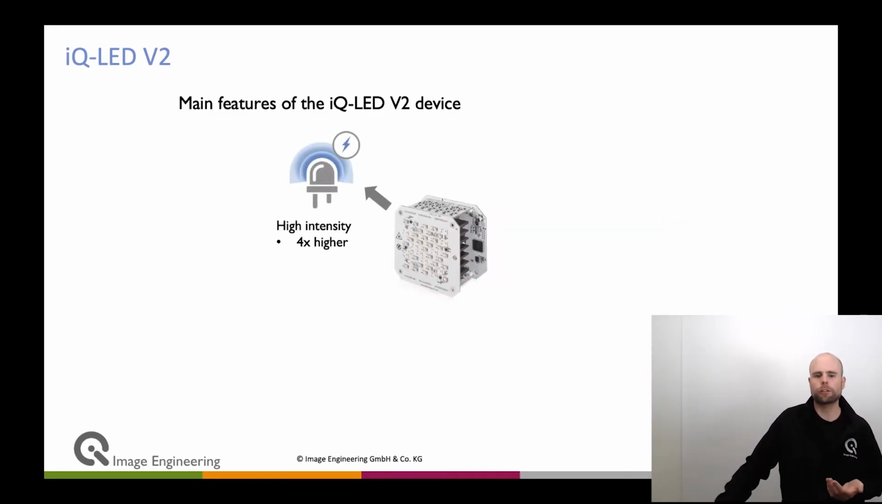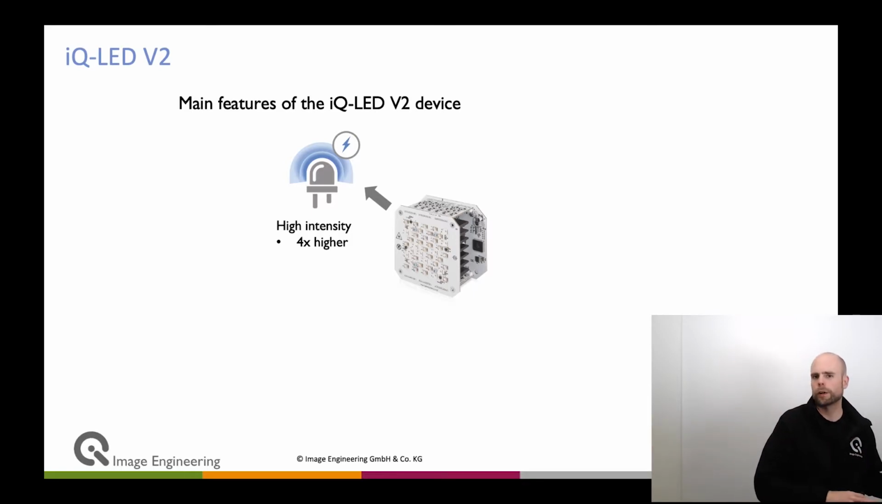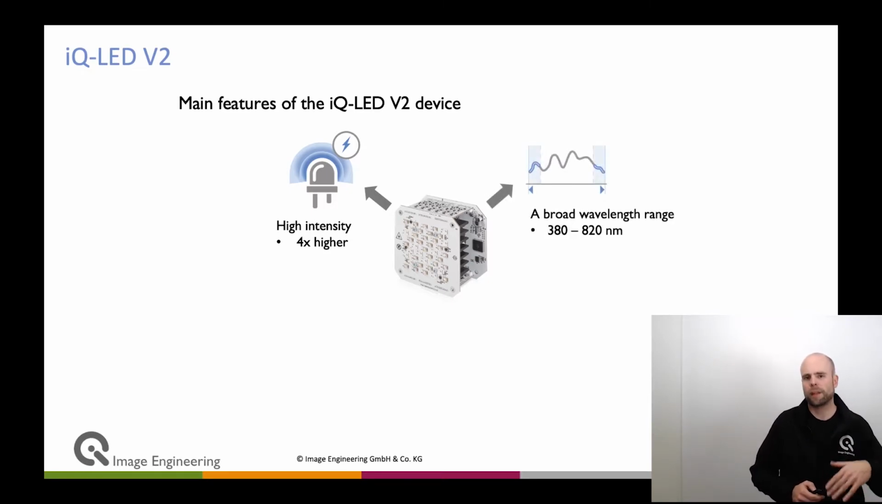The main features of the iqled: we have a very high intensity. It's 4 times higher than the version 1 that we had. So you can reach several thousand lux depending on the setup and the device. But you can also go to very low intensities depending on the device that you use. So you have a huge range that you can cover.